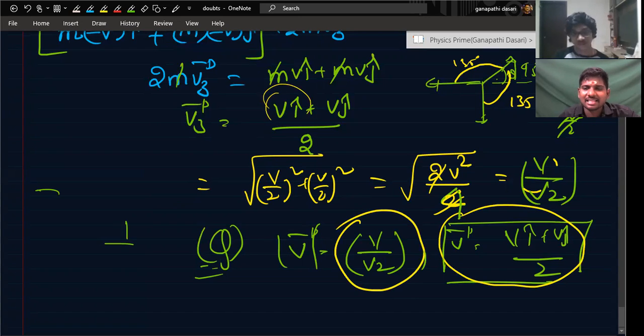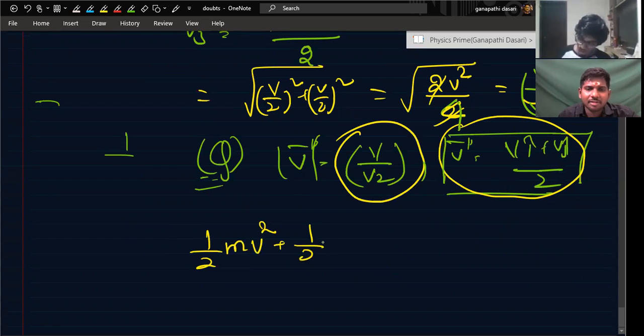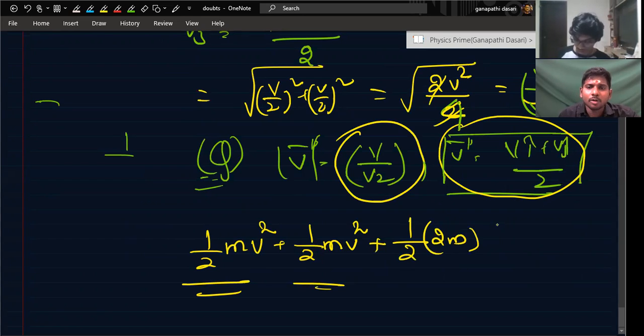And the last thing he asked is kinetic energy. The evolved kinetic energy is half into m into v square plus half into m into v square, because the two bodies are having the same speed, plus half into 2m into (v by root 2) whole square. Got it? The answer you can just find.